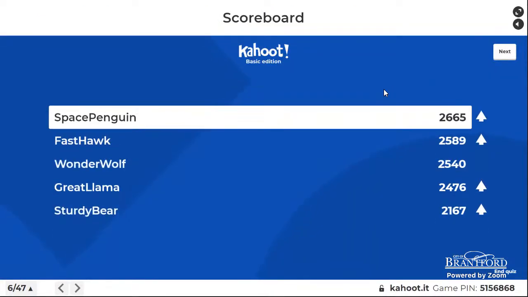Heading on to the leaderboard. Oh, looks like Wonder Wolf has dropped to third place and Space Penguin has taken the lead. Well done. And Fast Talk is fast again with 2,589 points. Well done. Looks like we have quite the race happening here.